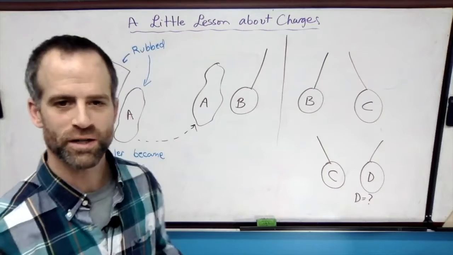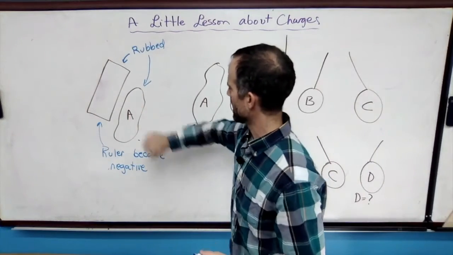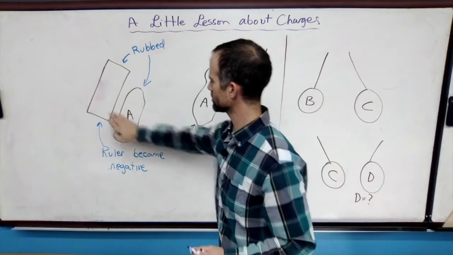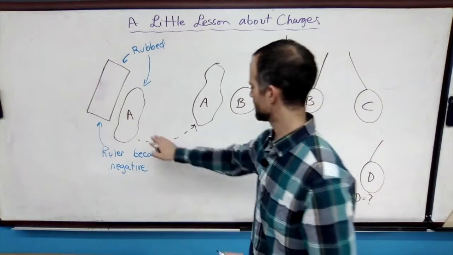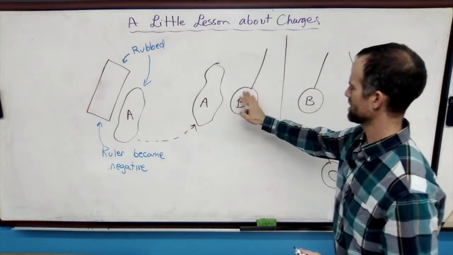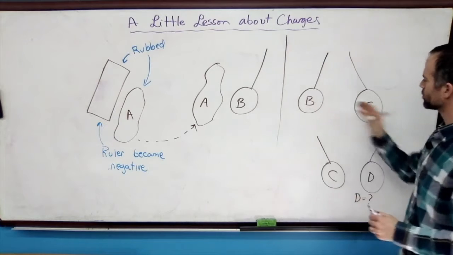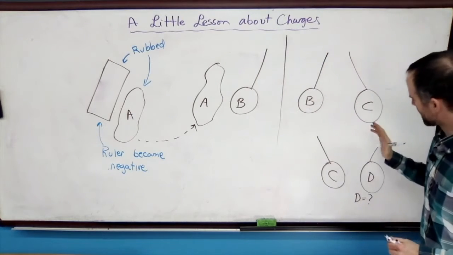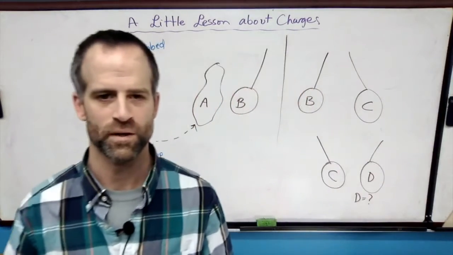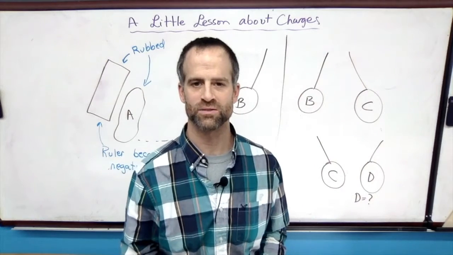Okay, so here's my tricky question. I have a ruler and a cloth that I rub together, and I tell you that the ruler becomes negative. Then this material is brought close to a pith ball. Then that pith ball, which you don't know the charge of, later was brought close to another pith ball whose charge you don't know. And then that pith ball was brought close to another pith ball whose charge you don't know. And the question is, what is the charge of D, the last one?